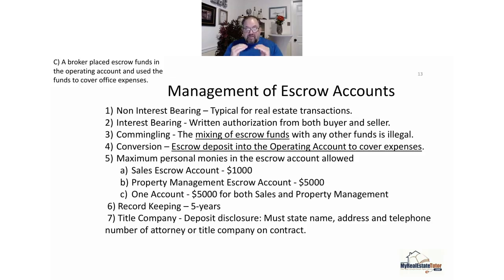Property management, $5,000. Okay. So that would be a rental and sales escrow account. So property management, $5,000. And if they're going to use one account for both, they can go to $5,000. Okay. Record keeping is for 5 years. Also make sure you know that title companies, if they do hold escrow money on the contract, you have to have the name, address, and telephone number of the attorney or title company holding the escrow on the agreement. Okay. So everybody knows and agrees who's holding it.